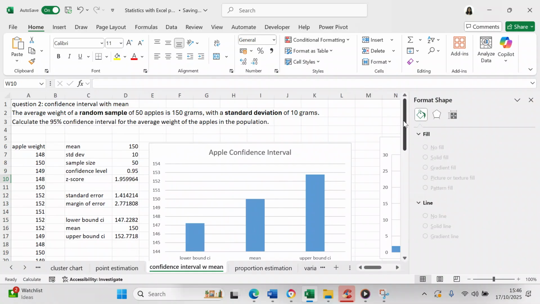The next practice question that we're going to be working on is the proportion estimation, and I hope you decide to watch it.